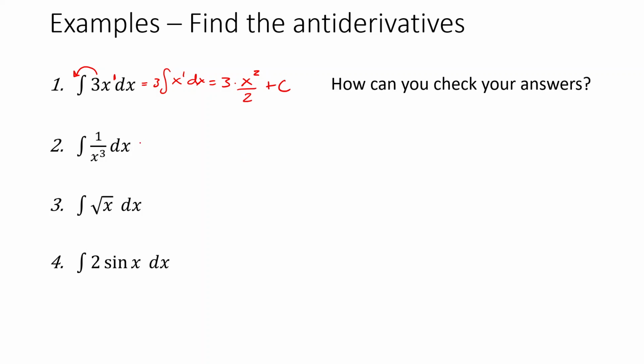All right, let's try this next guy. We can rewrite this as x to the -3 dx. So now it's just x to an exponent. So this means we add 1 to this, we get x to the -2 over -2 plus c. We can leave it like that if we want, or we can try and clean it up, bring the x down.